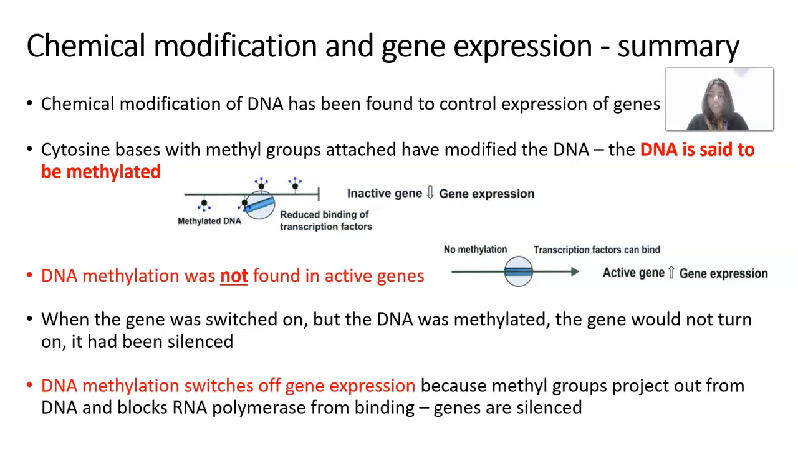Now, to summarize, DNA methylation switches off gene expression. And this is because those methyl groups that project out from the DNA will actively block RNA polymerase from binding. So if we cannot transcribe that gene, the gene is said to be silenced. Now what this means is that the DNA isn't directly affected, but it just cannot be expressed.